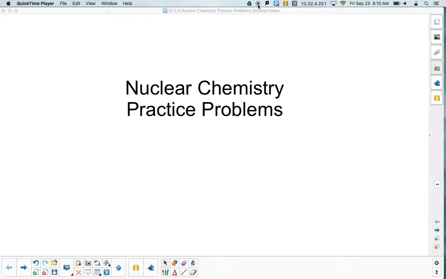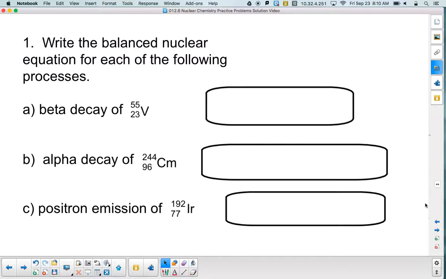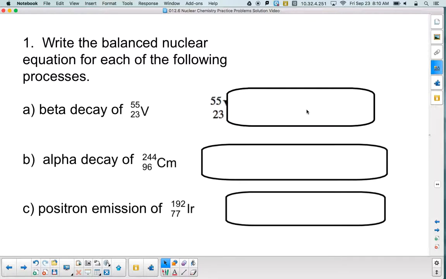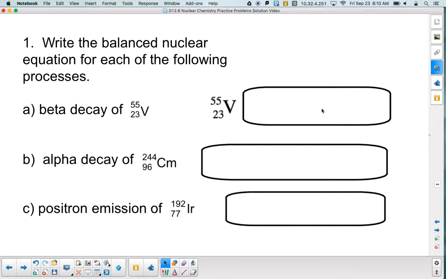This is a solution guide to your nuclear chemistry practice problems. Problem 1 asked us to write balanced nuclear equations for each of the following processes. For the first one, we need beta decay of vanadium-55. So you start with your only reactant being the vanadium-55, which is about to undergo decay.